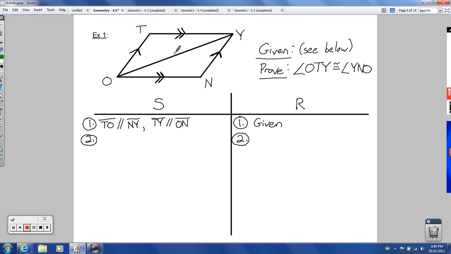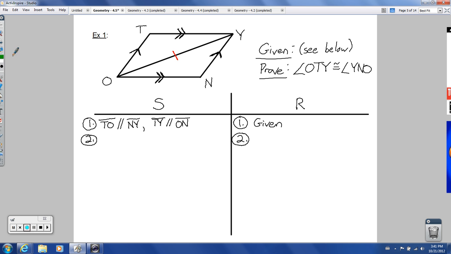Alright, so we've got this. I could say that's true. Why is that true? So I'm trying to prove, that's my first step here, that these triangles are congruent. And then if I can prove the triangles here are congruent, then I could say that their corresponding parts match up. OTY is this angle right here, and then YNO is this angle right here. Those seem to be corresponding to me. And so if I could prove the triangles are congruent, then I could say their parts match up, the CPCTC.